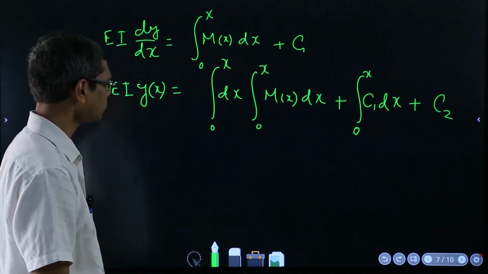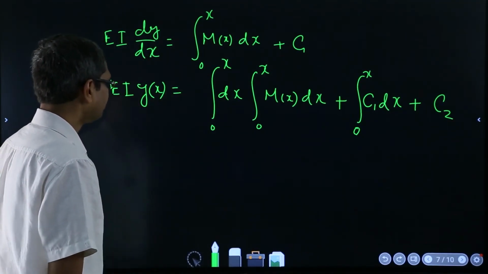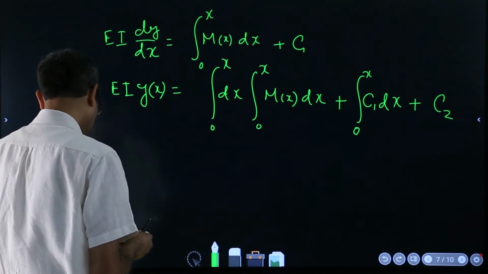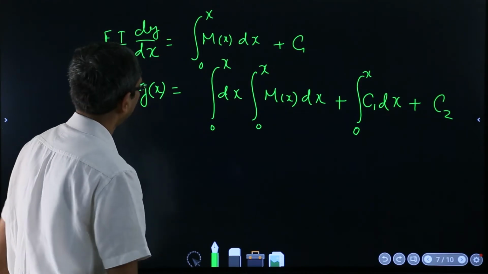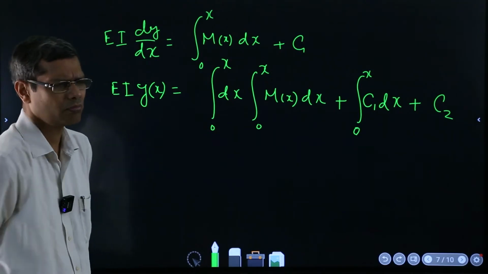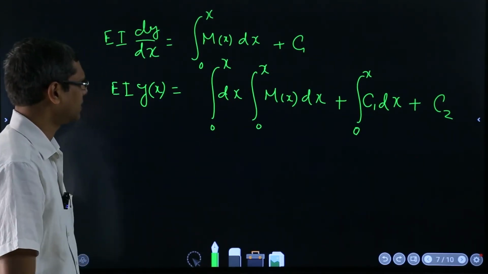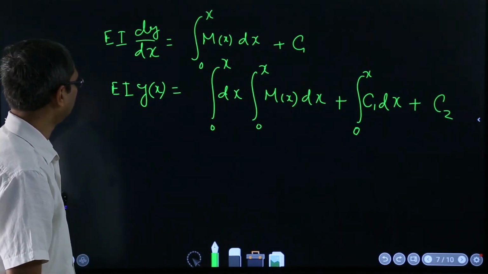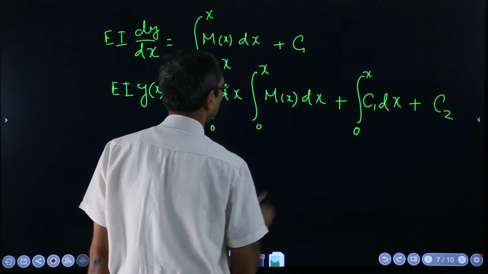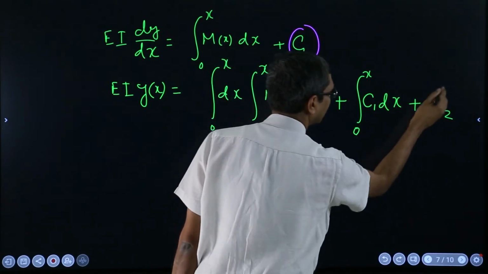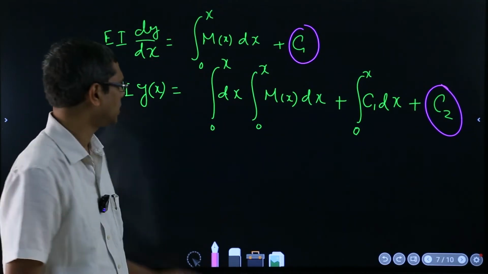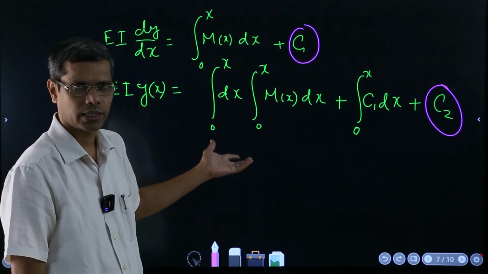Fine. So that's the formula which you can get for this. Great. Now the question is, this is quite straightforward, there is no issue about that. But the thing is, what about these two constants, this and this? If you can evaluate them under a given condition, then you are done.